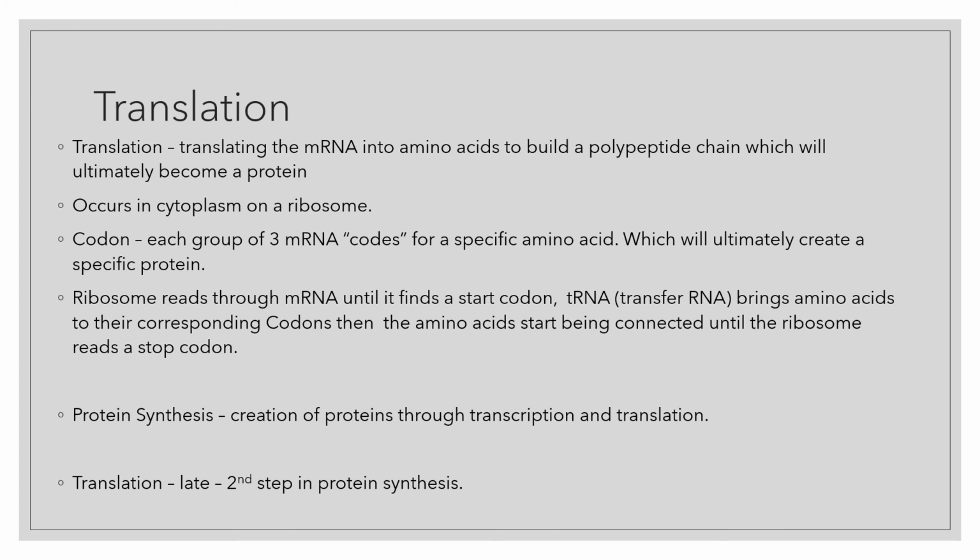So the ribosome reads through and translates the mRNA until it finds a start codon. Then tRNA, or transfer RNA, will bring amino acids to their corresponding codons and drop off the amino acid to start being connected until the ribosome reads a stop codon. So tRNA will continue to bring amino acids based on its codon, and then once it finds a stop codon, it will stop. Okay, so this is all protein synthesis, this whole process. It's the creation of proteins through transcription and translation.